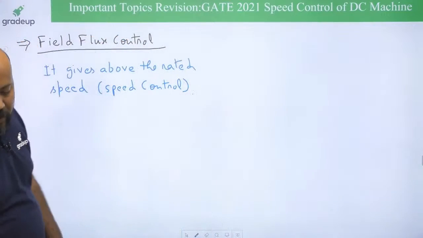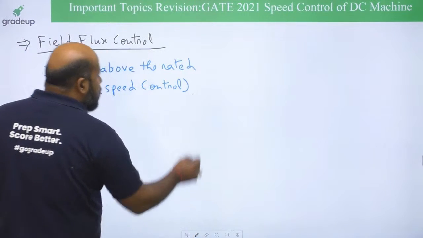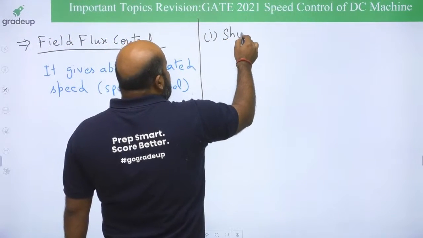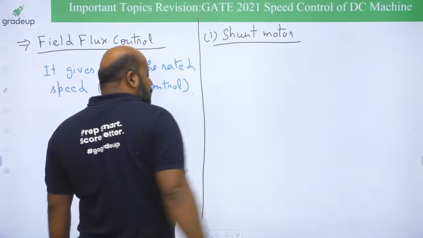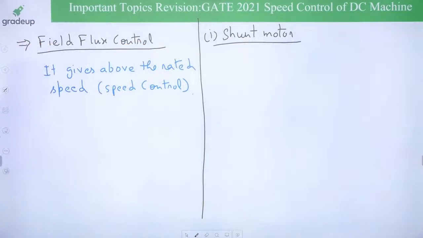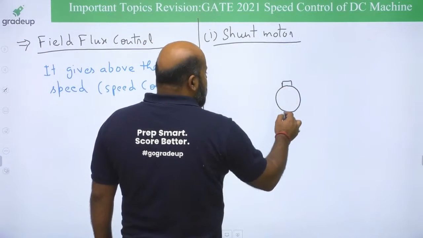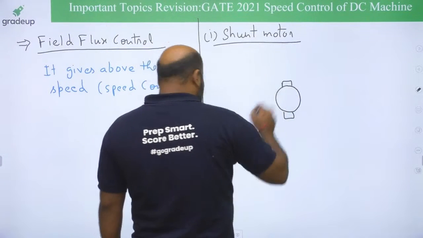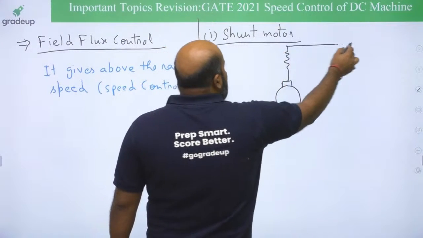For example, let us start with the shunt motor. Suppose you have a shunt motor. Now there is nothing to remember, nothing to mug up, everything is logic. Please try to understand. First we will write, suppose this is your shunt motor.